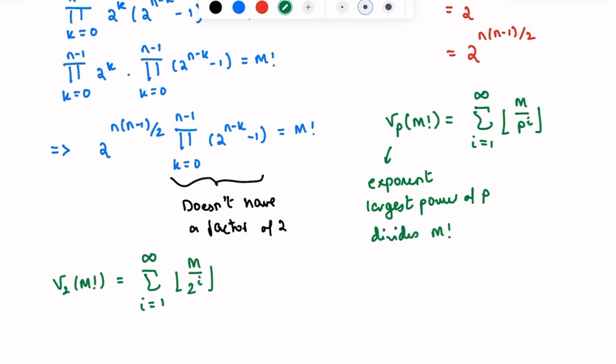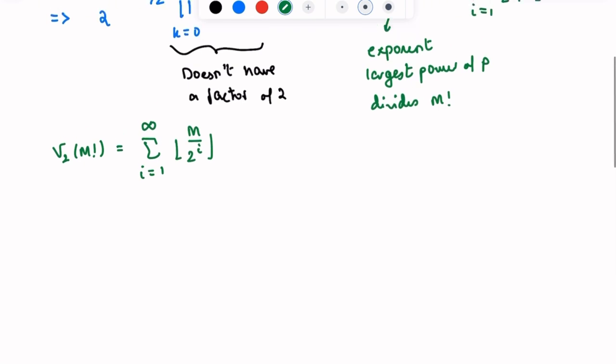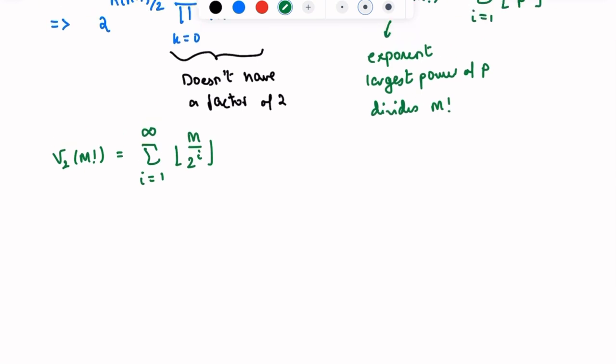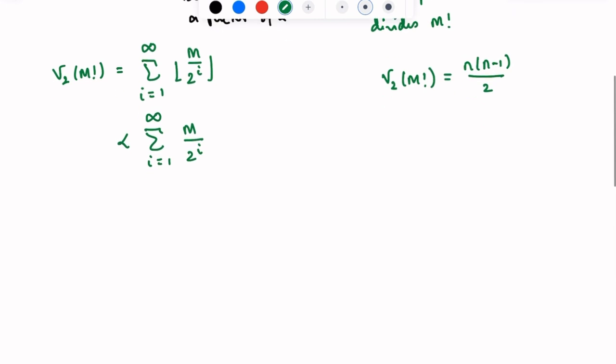Okay, so now what we're going to do with that information is form some sort of a bound for n times n minus 1 over 2. Because we know at this point that v2 of m factorial is equal to n times n minus 1 over 2. Well, we know that this is less than the same summation, but without the floor function. Okay, so if you just remove that floor, we should get this inequality.